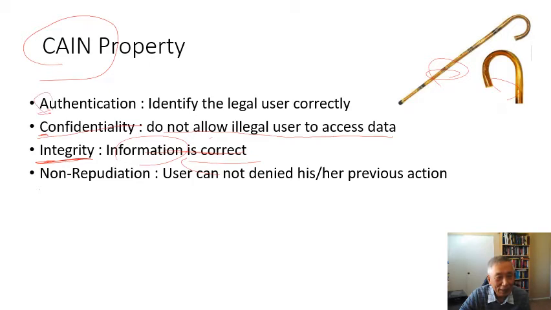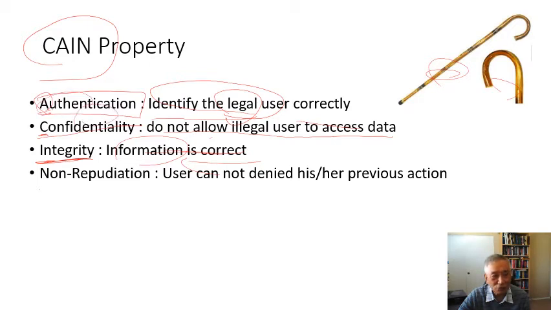Then the A, instead of availability, now we're talking about authentication. Frequently we want to make sure that when someone says, oh, my name is Chang Li, we ask, are you sure? Not that I'm that important a person, but if I used the name of the president of the United States, then are you really that person? Usually you know that, but anyway, the idea is to identify the legal user correctly.